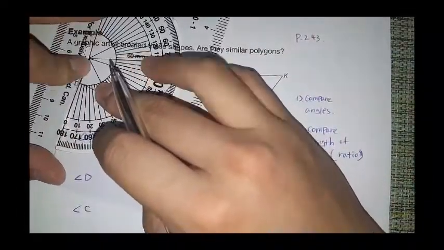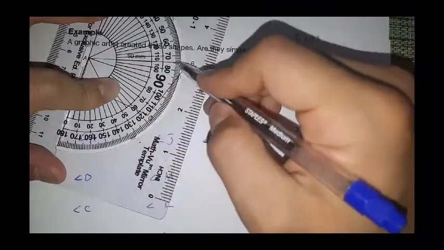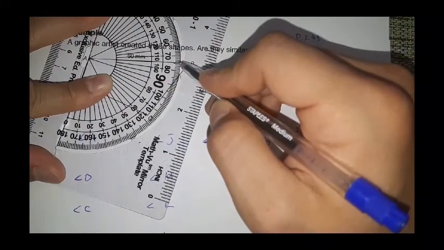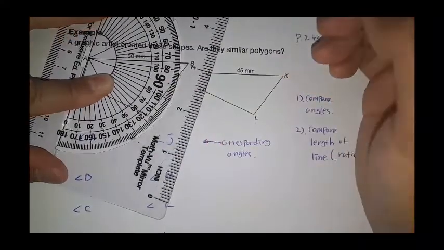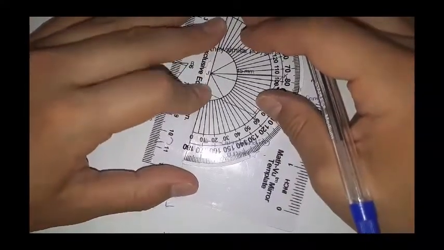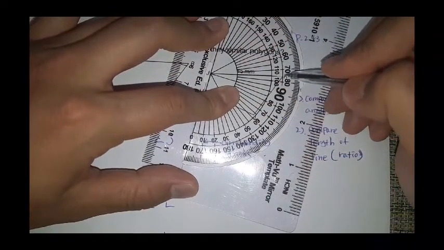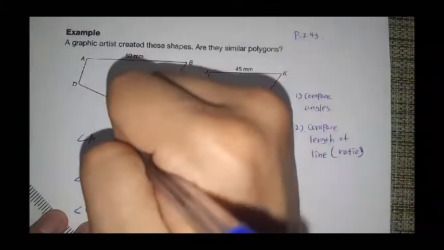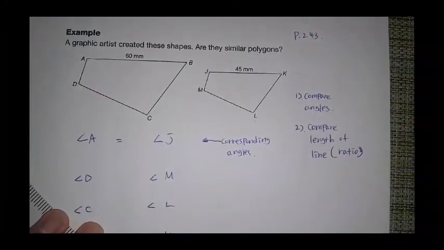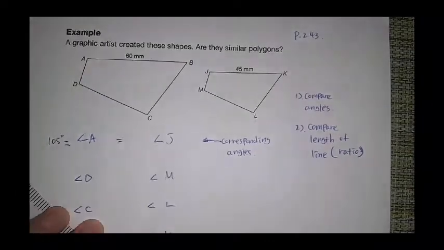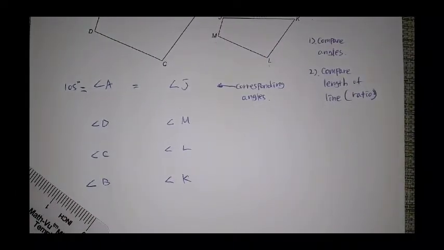Angle A. If I look at it, that angle is exact 85. Oh, sorry, 105. It passed 90 degree. And if I look at J, it have located itself as 105. So these two angles are equal, and that's 105 degree. Put it at the side.